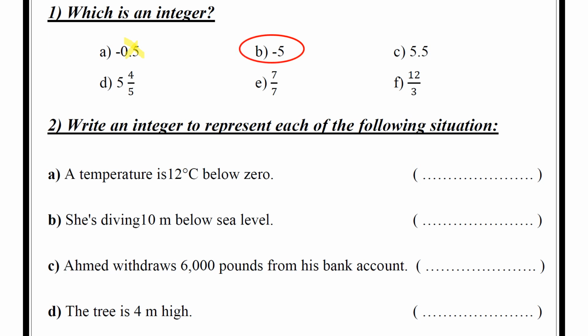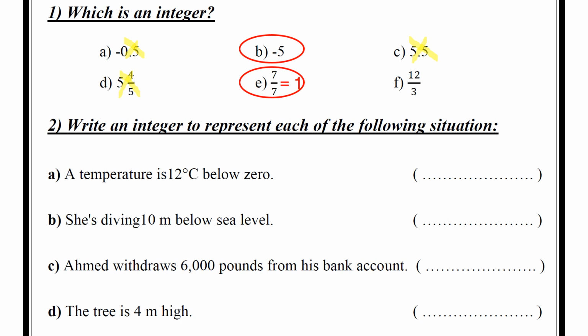In letter C, 5.5. Can we say it's an integer? No, because here we also have a decimal number. In letter D, 5 and 4 over 5. Is it an integer? No, we have here a mixed number, so it's not an integer. In letter E, 7 over 7. Can we say it's an integer? Yes, because 7 over 7 means 1, and 1 is a whole number.